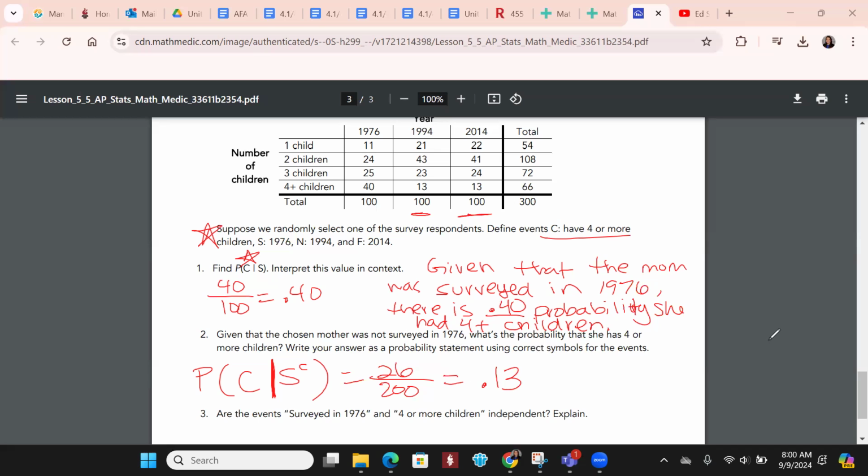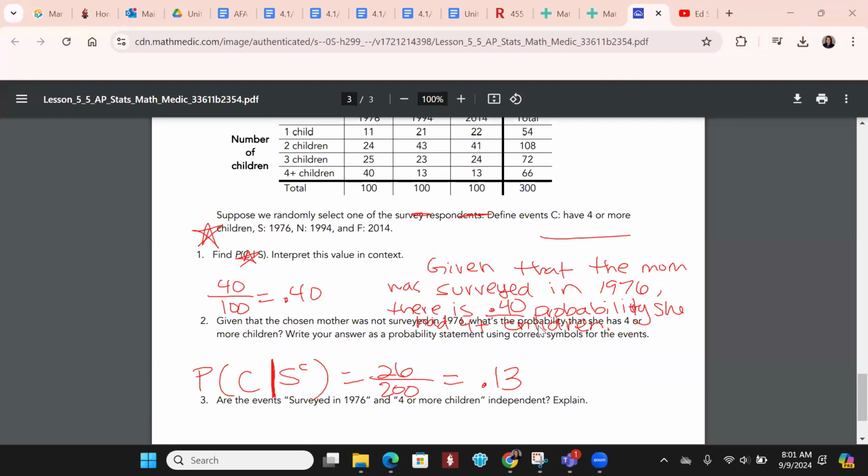Okay. So are the events surveyed in 1976 and 4 or more children independent? No. Why? Okay. So coming down here, we would say no, and we would say P, the probability of C given S is not equal to the probability of C given S naught.